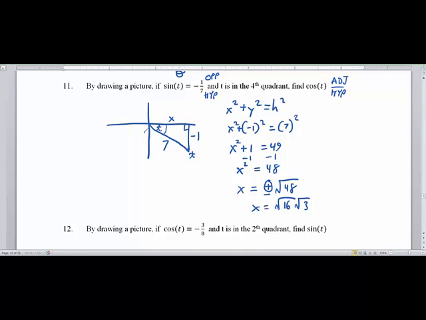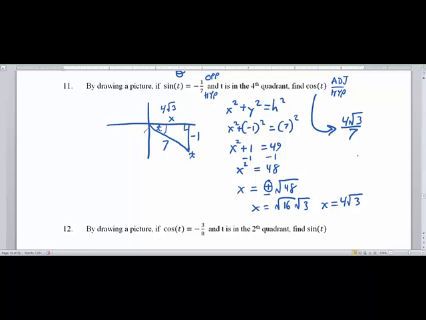So x is going to be equal to the square root of 16 times the square root of 3, which is another way of saying x is equal to 4 square roots of 3. And this is our answer for the adjacent side. It's 4 square roots of 3. So therefore, the cosine in relationship to t, or the cosine of t, is going to be the adjacent side, which is 4 square roots of 3, over the hypotenuse 7. And this is your answer for this problem.